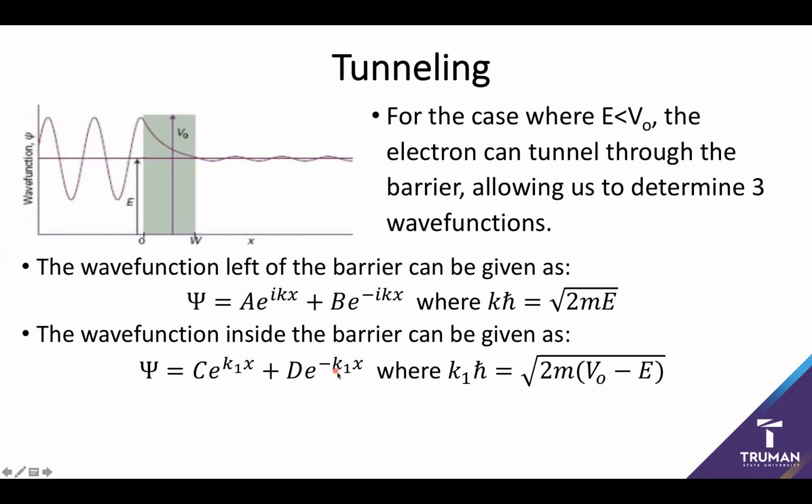Now, the actual constant here is going to reference something kind of interesting. It's going to be related to how much higher the barrier is than the energy of the particle. So if I have a barrier that's about the same height as the energy of the particle, then this is going to be a fairly small value, meaning we're going to see a fairly low decay. However, if I have a very high barrier, I'm going to have a fairly large k1 value and then a very rapid decrease as I go into the barrier.